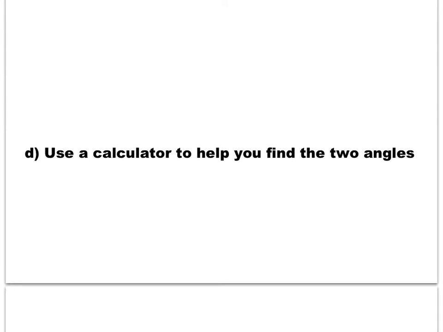Now the last part says, use a calculator to help you find the two angles. We know that sine A is 3/5. If we use the inverse function on the calculator, we get that A is approximately 37 degrees. And angle B, we said, is 180 minus angle A, which is 180 minus 37, which is about 143 degrees.